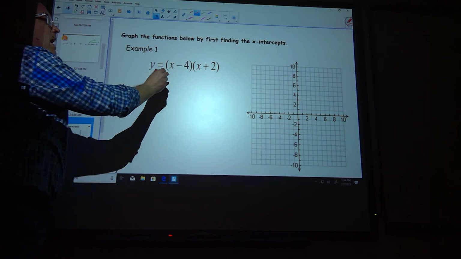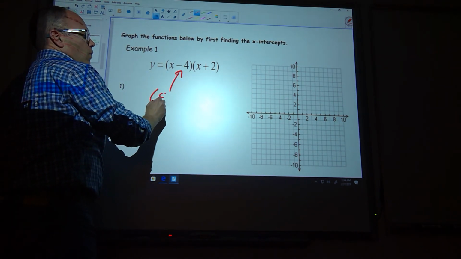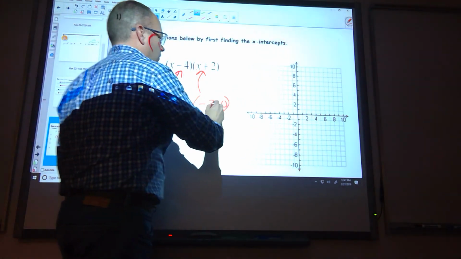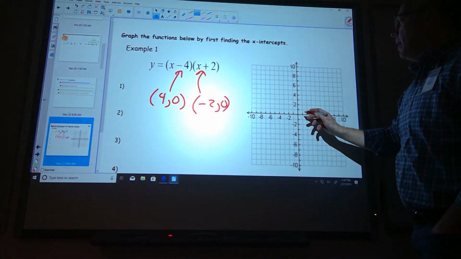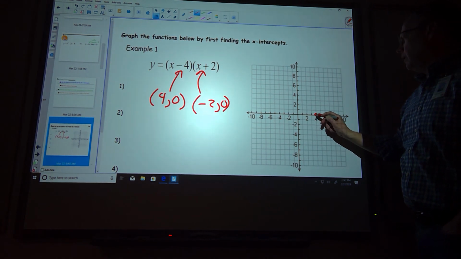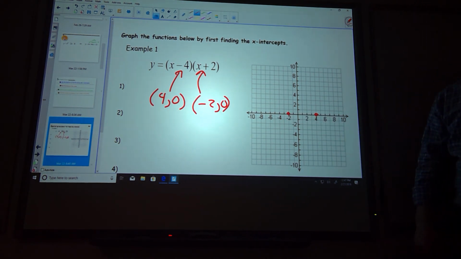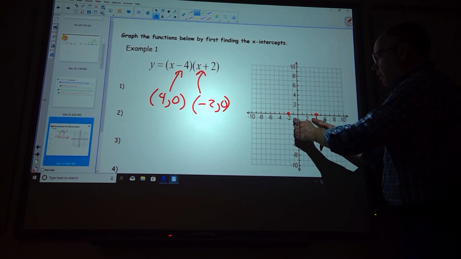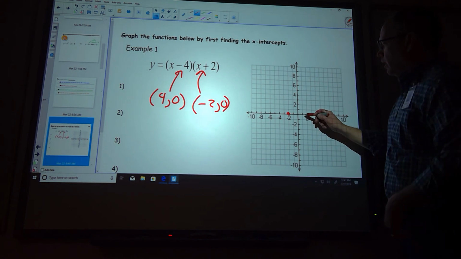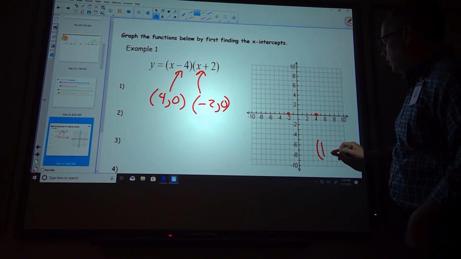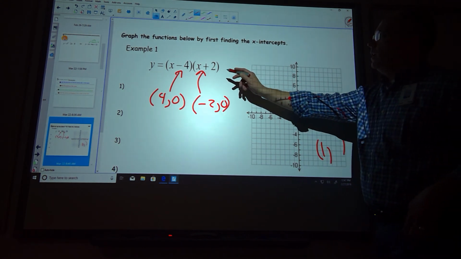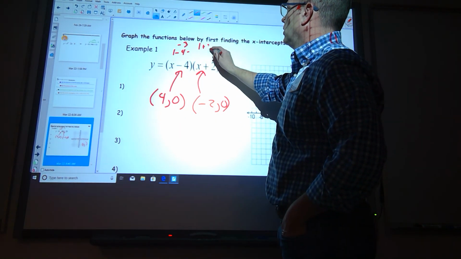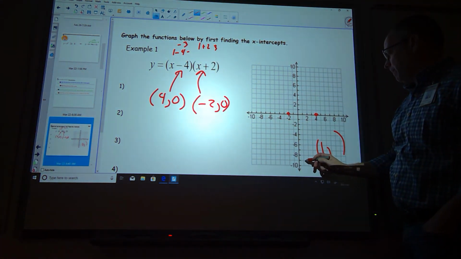Anytime it's already factored out, this tells you that at (4, 0) you have a root. This tells you at (-2, 0) you have a root. So what happens halfway in between my roots? What do you think would happen halfway in between my roots? The vertex. So halfway between -2 and 4, somewhere here at 1, and if I plug 1 in, 1 minus 4 is -3, 1 plus 2 is 3, so -9.